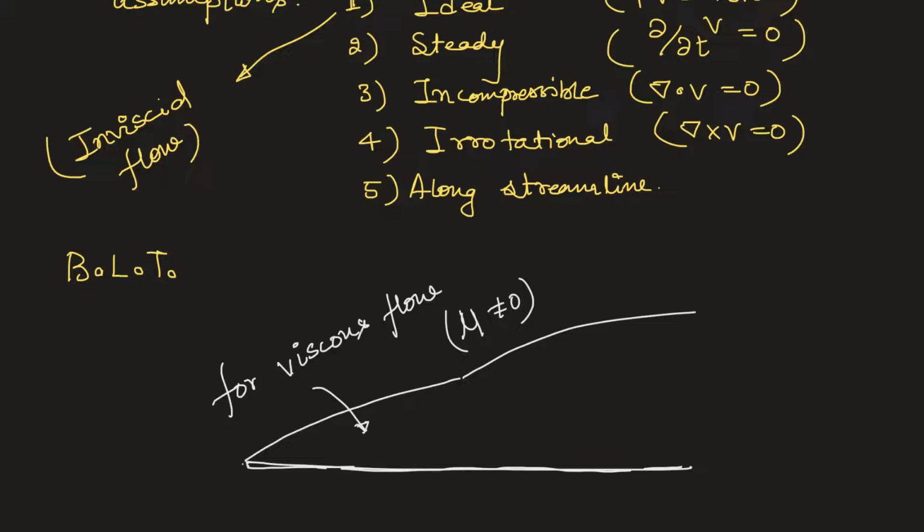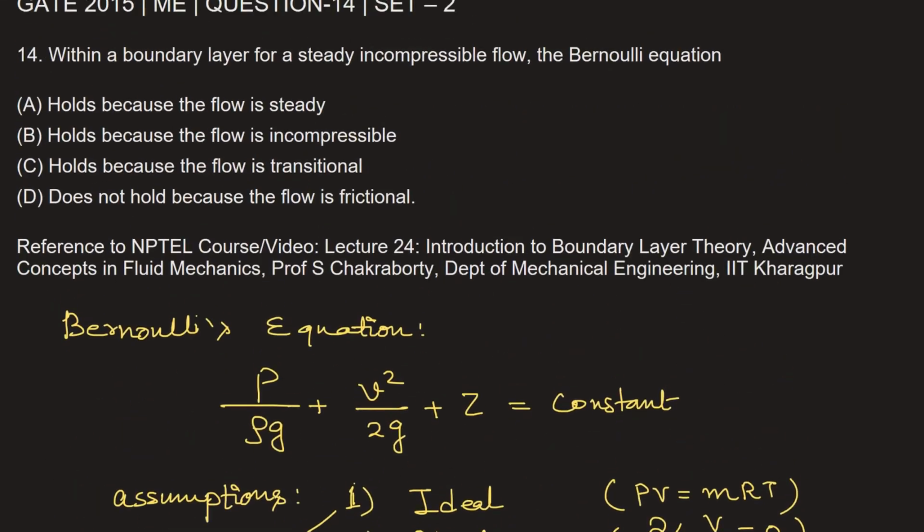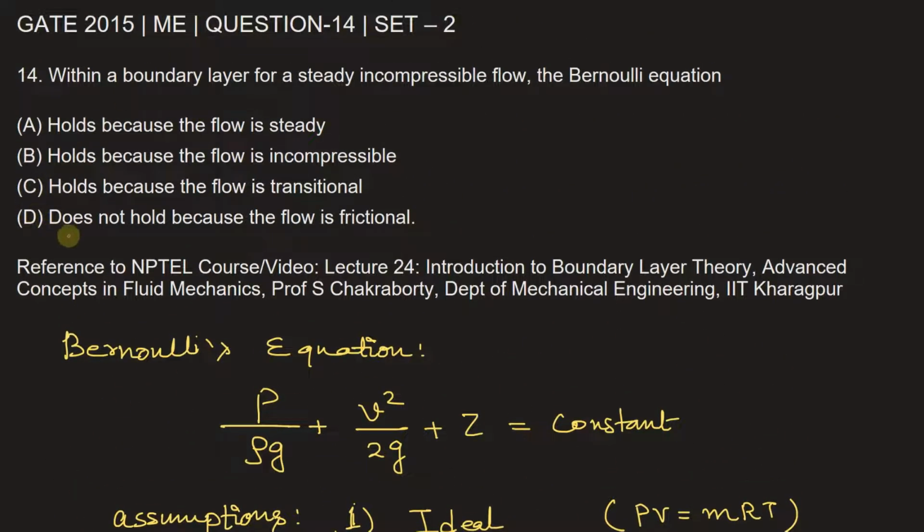So that's the essence of the boundary layer theory. From here we can say that option D does not hold because the flow is frictional. So for boundary layer, the Bernoulli equation doesn't hold because the flow is considered to be frictional. So option D is the correct choice.